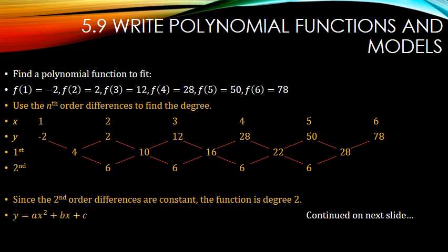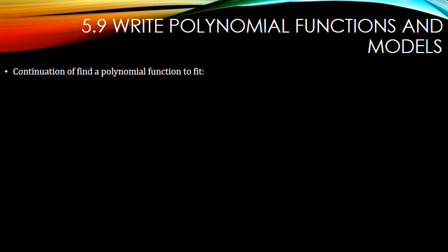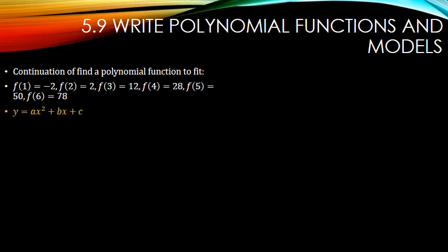Since it's degree 2, we could write it in standard form of y equals ax squared plus bx plus c, where the degree is 2. So to continue, there's our list of values. We decided it was quadratic. So we're going to plug in 3 points because there are 3 letters other than the x and the y. The x and the y are required for a function. The a, b, and c, however, should be numbers.